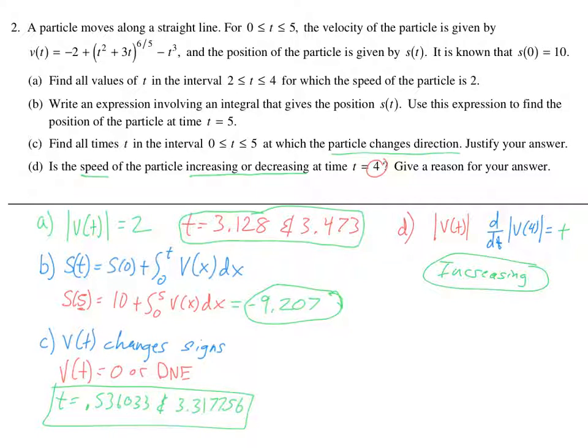And my reason why is this. Because this is speed, I have to write that. This is my speed function, and my derivative of it at 4 is positive. So thus it's increasing, not decreasing. I am done with that problem. Now, let me show you other ways.